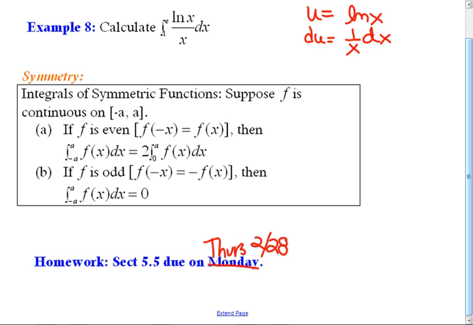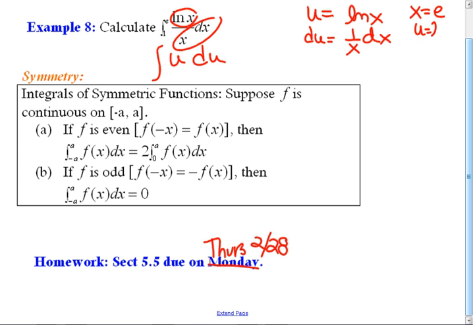Now, if you have a problem with this one, I have it on the board, and I have it written separately like that. That helps you. I thought it was a much nicer way to do it. Okay, so we are going to integrate this, and this is going to be u, and this is going to be du. And when x equals e, what is u?